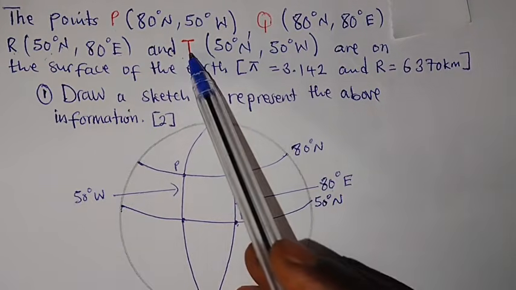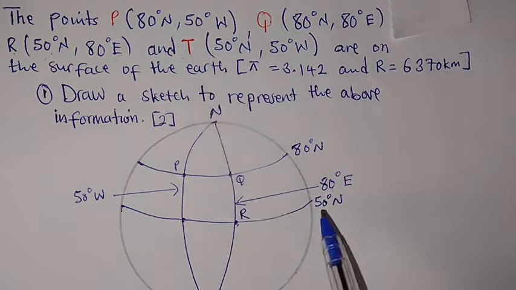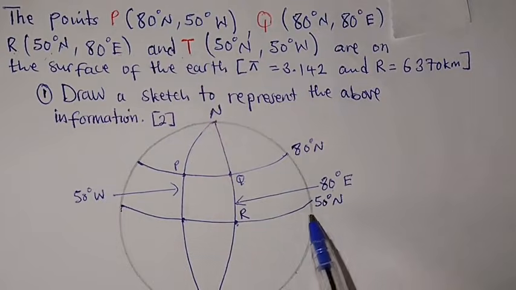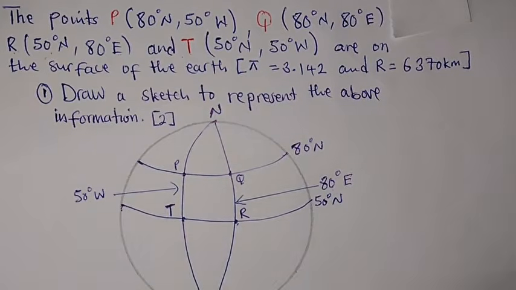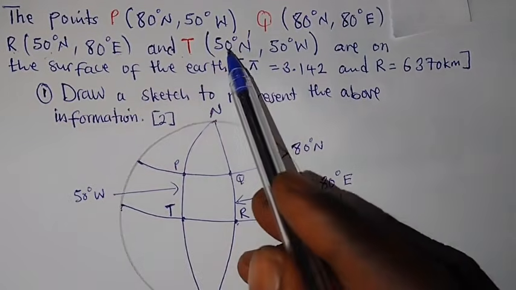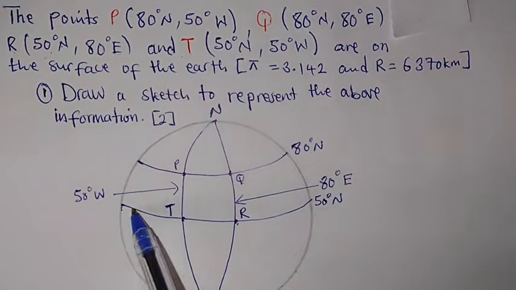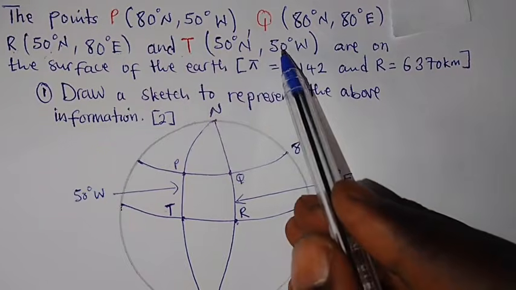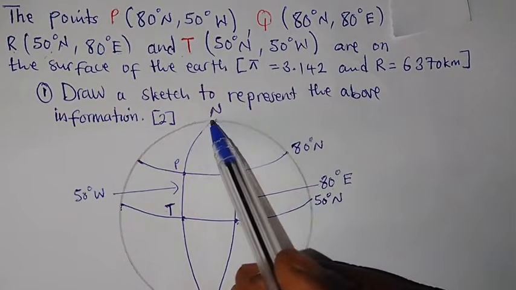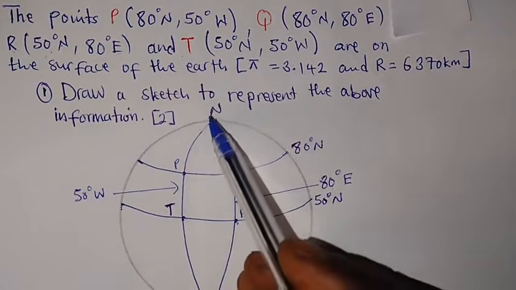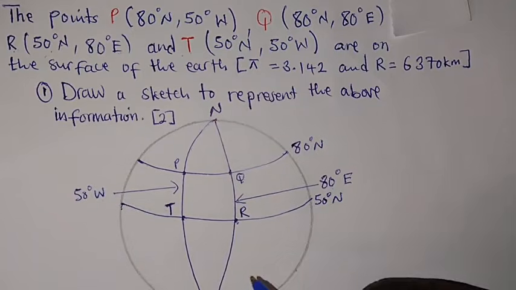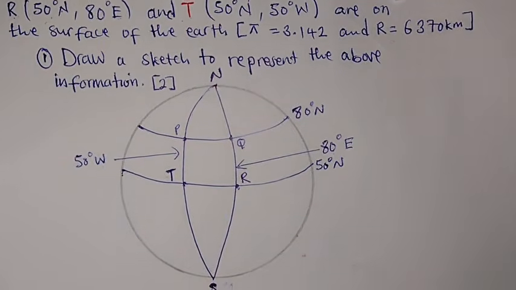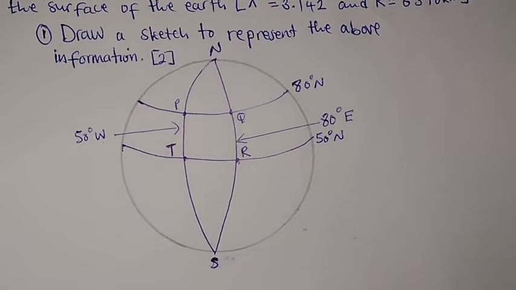Then you look at point T. This is our point T. They are sharing the same latitude, so definitely our point T will be right here, okay. Why? Because it's on 50 degrees north, which is this latitude. Then what is the longitude? 50 degrees west. So you can see this is the longitude for 50 degrees west. So this is our answer to question 1. We have made a sketch like this, then you get your 2 marks, okay.